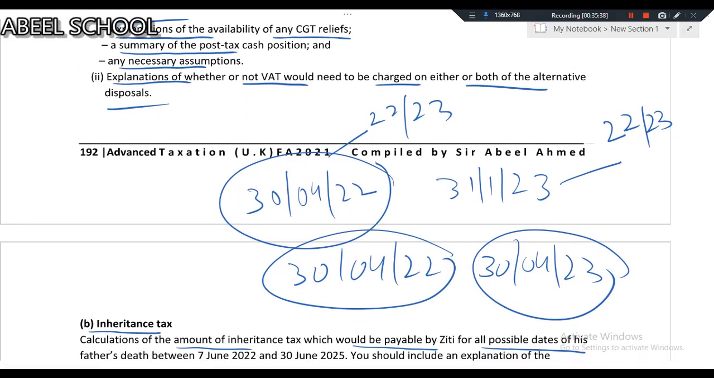Look at this. This date actually falls in the tax year 23-24. This falls in 22-23. So we have calculated separately income tax liabilities. In both the cases we have computed. The one was when business was ceased on 31st January, and the second was when business was continued till 30th April and it was sold to a cousin.